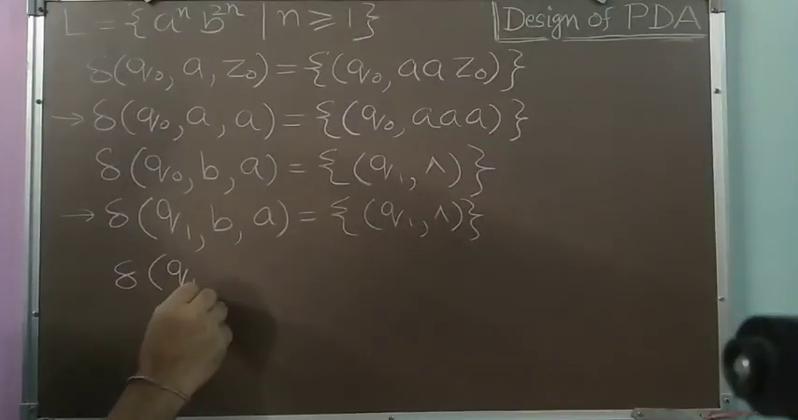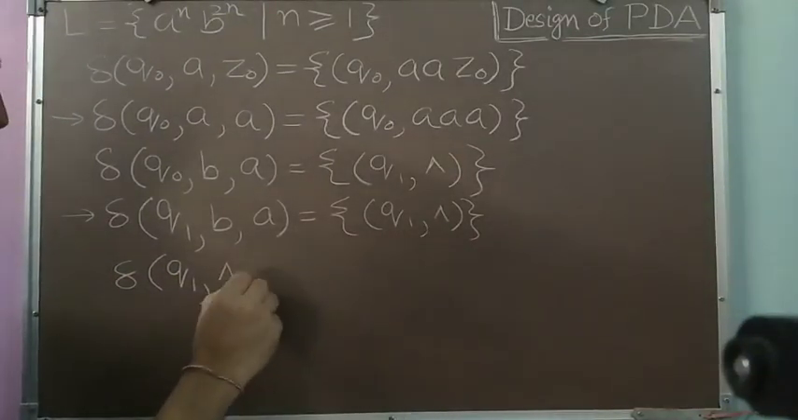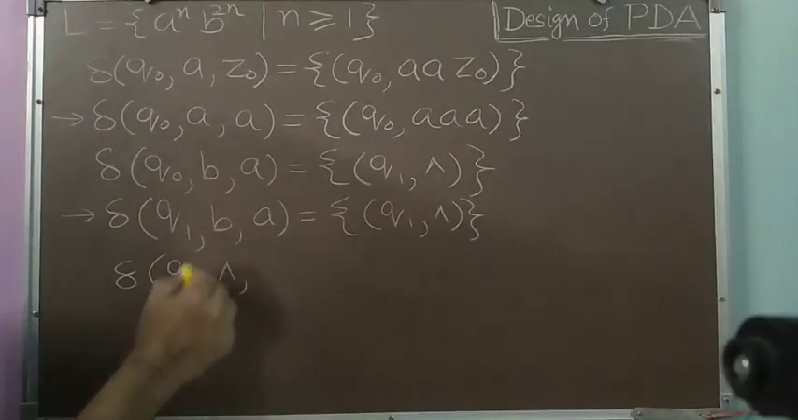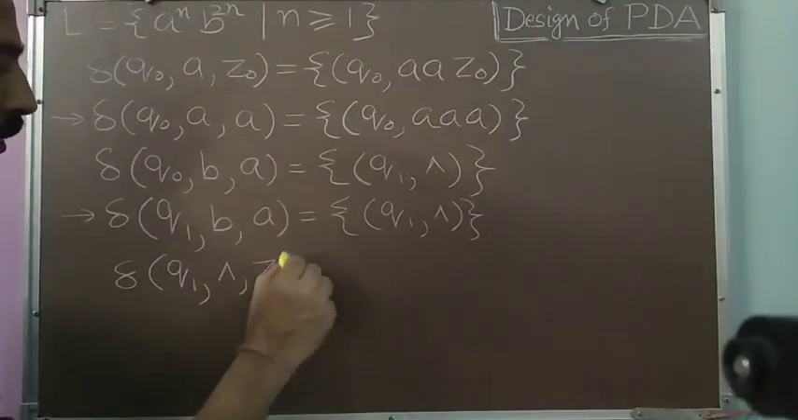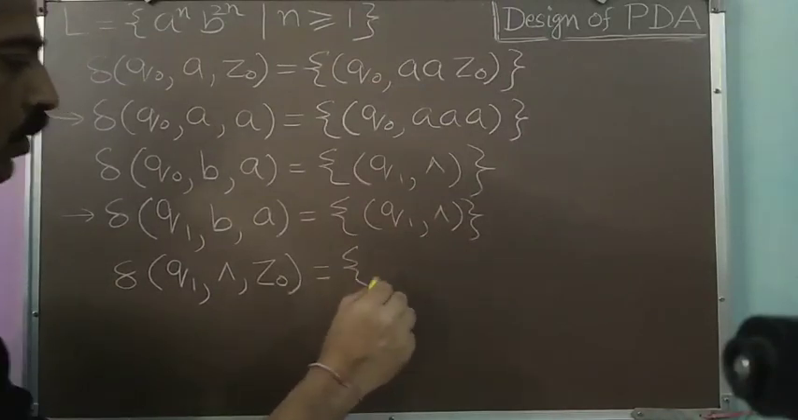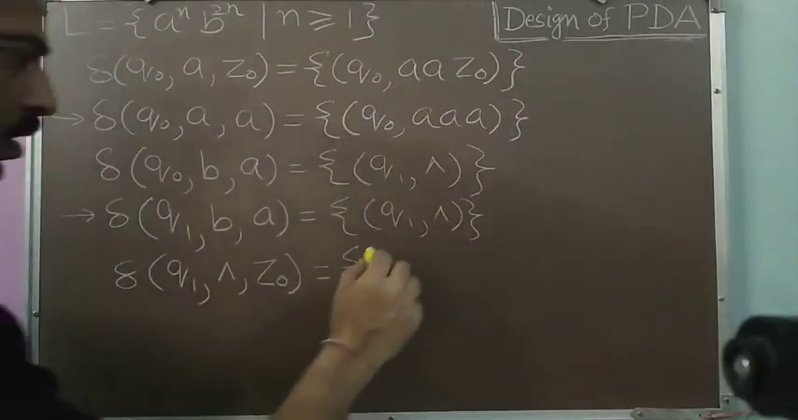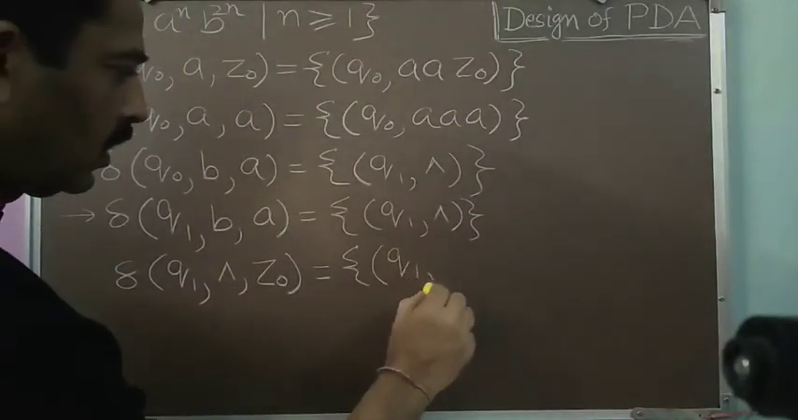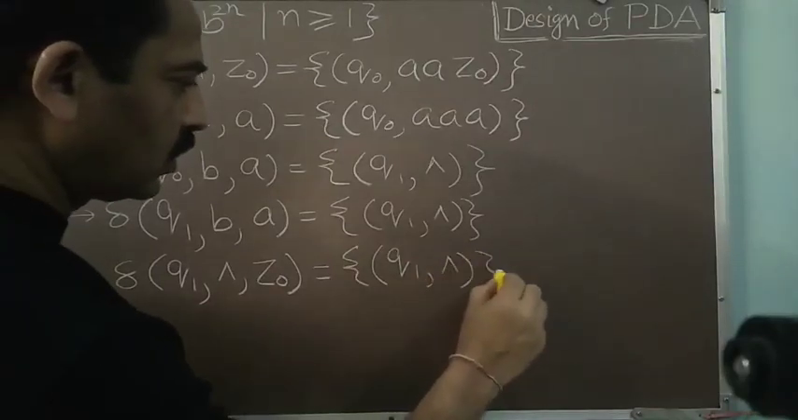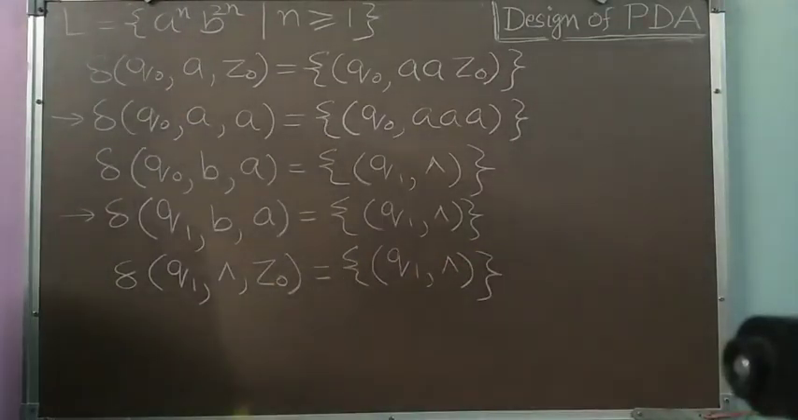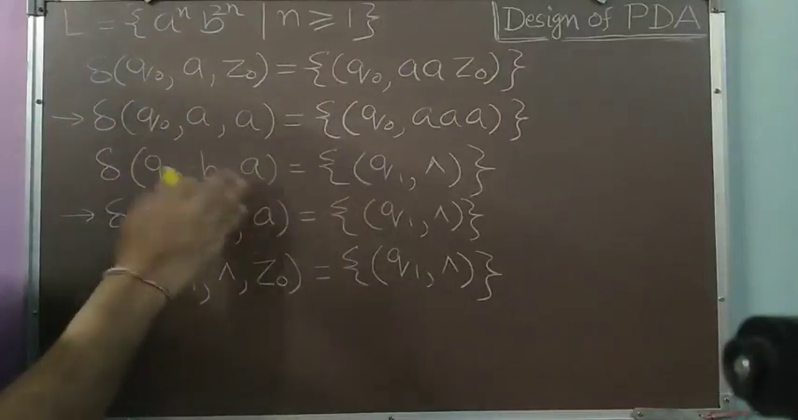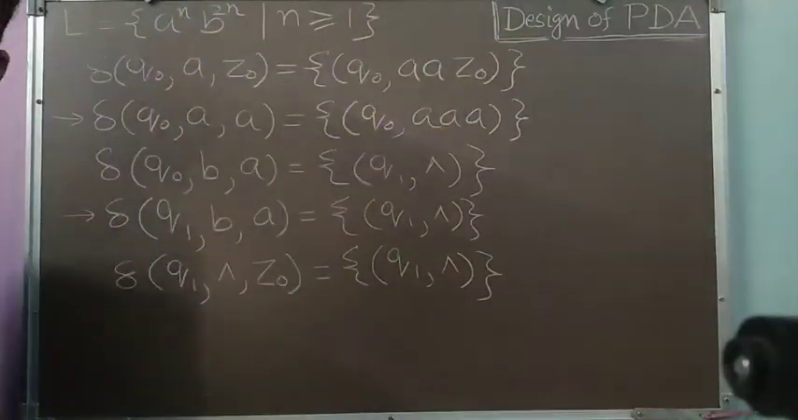Now I will be in the state Q1. My input string has been exhausted, so I will take a null move, and at the top of the push down store will be Z0 because all A's have been popped. So I will remain in the state Q1 and I will remove this Z0 to signal the success. Now you can see that this solution is much easier than the previous solution.